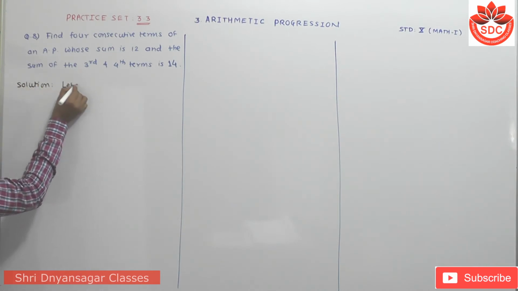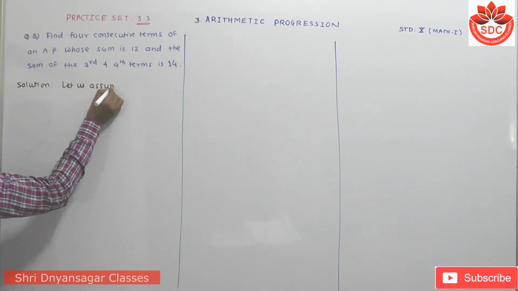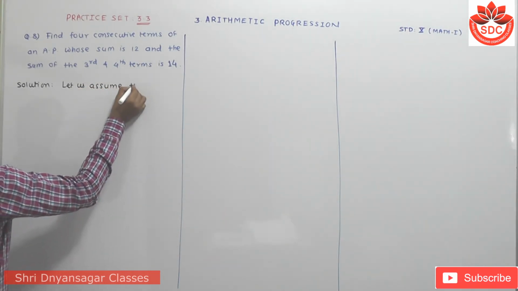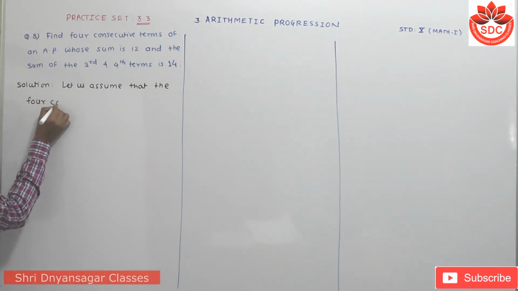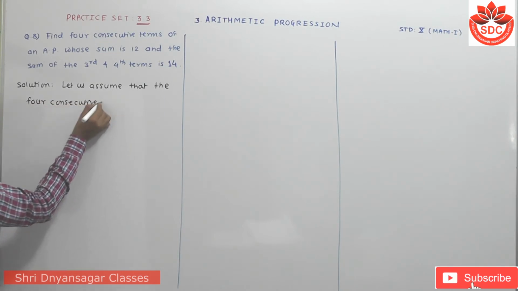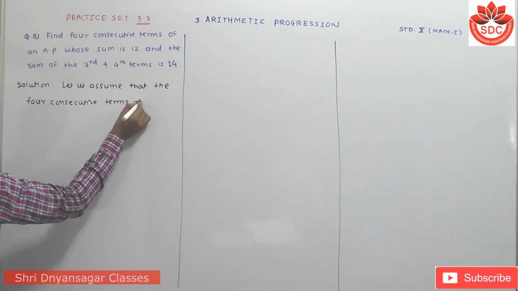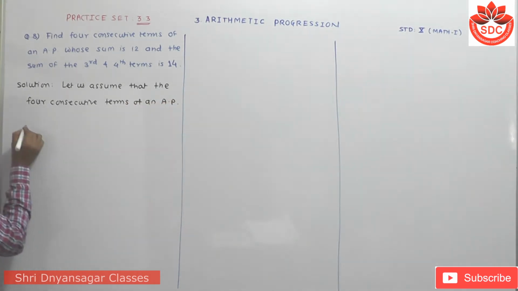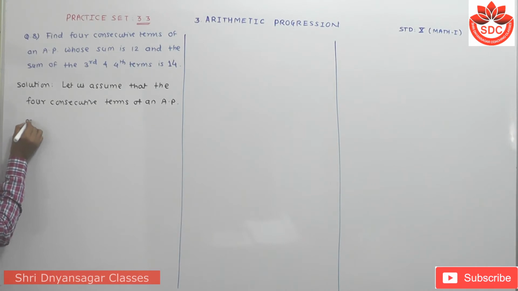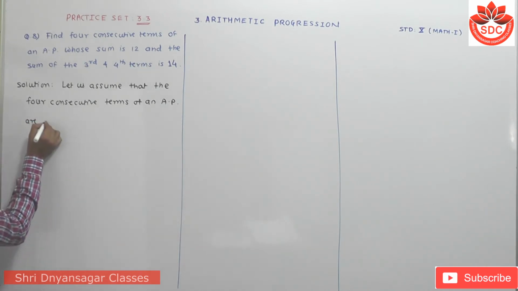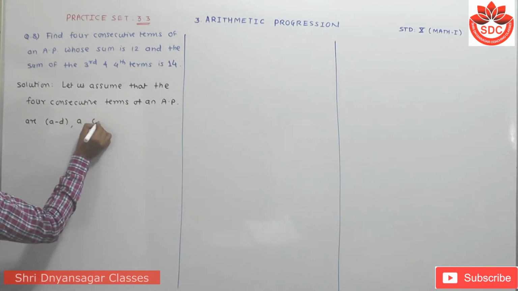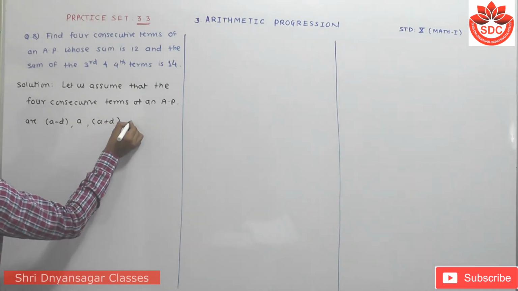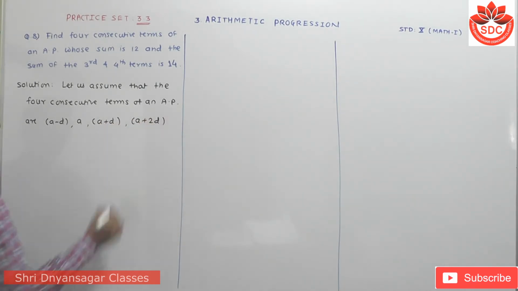Solution: let's assume that the 4 consecutive terms of an AP are, first we take a minus d, second one is a, then next a plus d, and the last one is a plus twice d. These are the 4 consecutive terms.